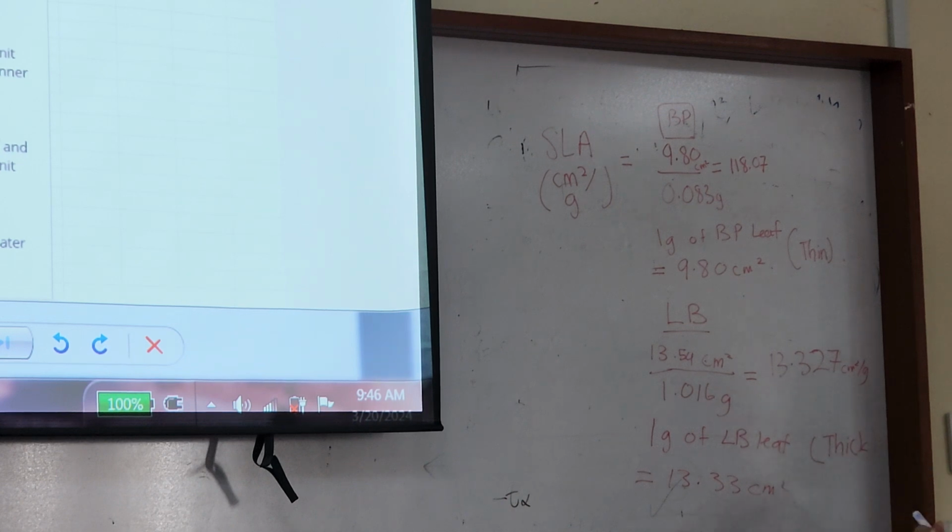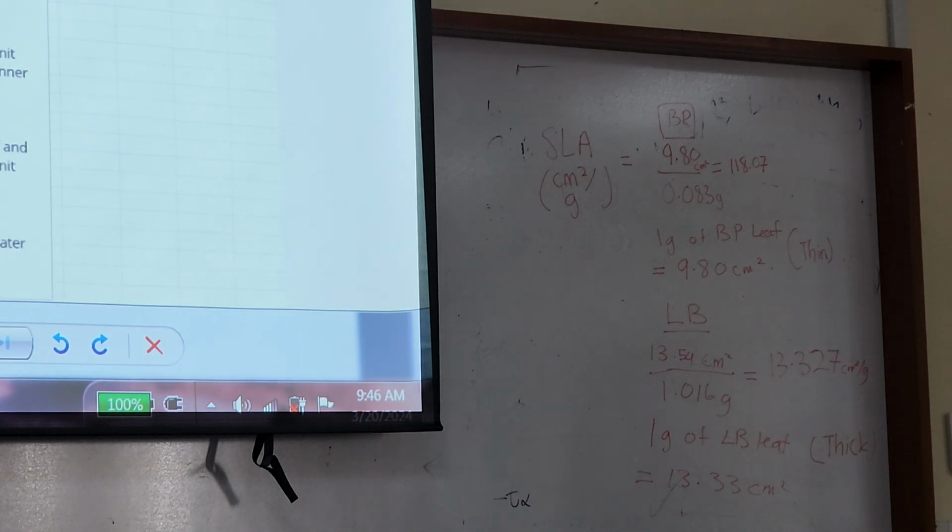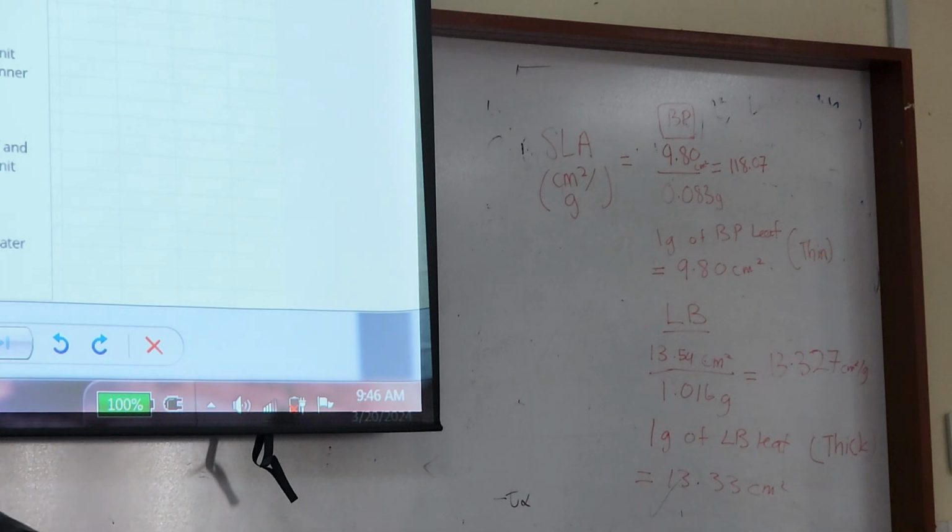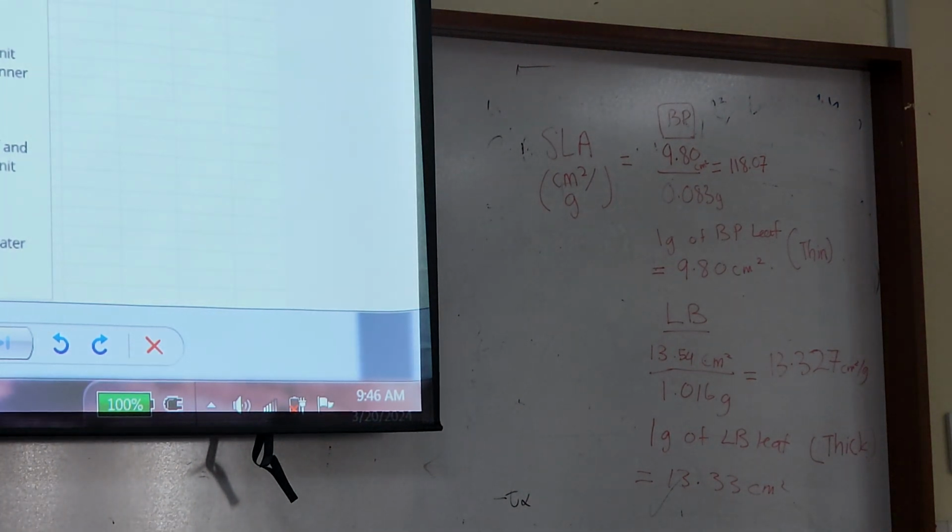Thin ke thick? Betul? But that 1 gram is spread out. You need to understand. Sometimes in my exam question, I'll just simply want to see whether people understand or not. It's simply, is this right? Betul ke?